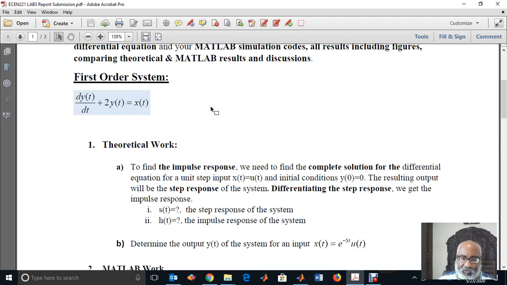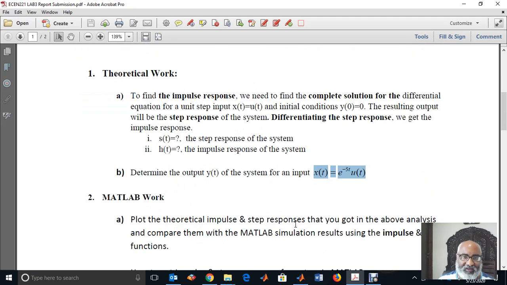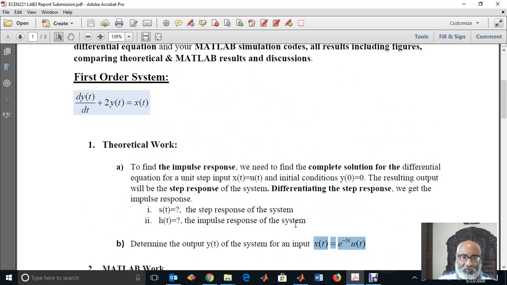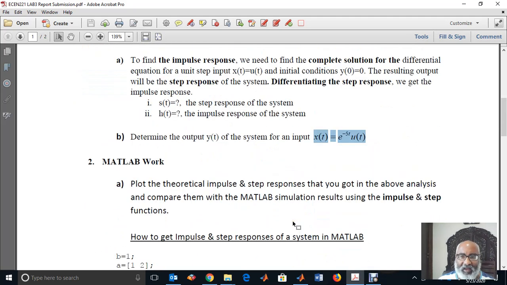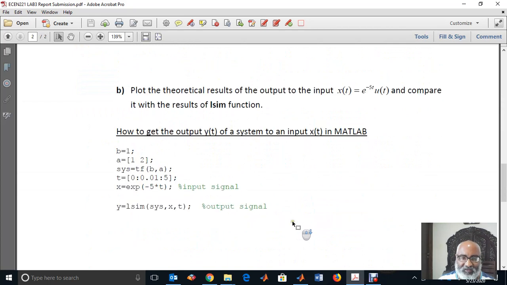Then you have to find the homogeneous solution, the particular solution, and the complete solution for this input. That will be the theoretical result. That one you will plot and compare with the simulation result.